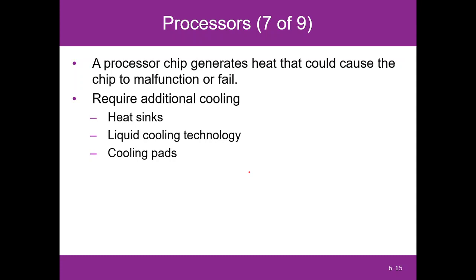Now, again, we have talked about this, that a processor chip generates heat that could cause the chip to malfunction or fail. So what do we need to do? In order to cool it down, we need to have heat sinks. So heat sinks are basically metals with a large surface area. They are designed in such a way that they have a large surface area, and then there's a fan on top of the heat sink, and the fan basically uses forced convection to cool down the CPU.